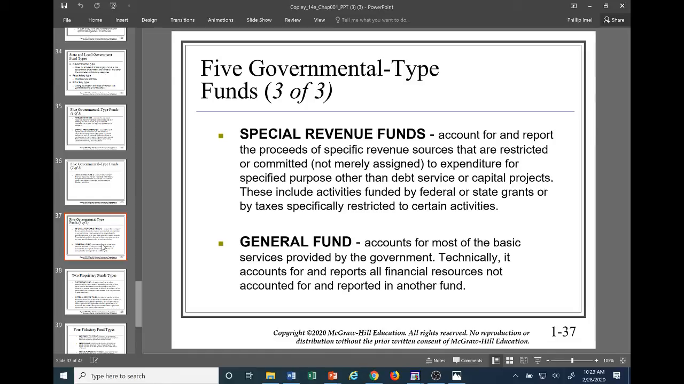And then once again, general fund, we know this is always major. We know that every government's going to have one. You can't have more than one, but it's going to be a general fund, and it's just the basic stuff, like it says, basic services provided by the government. Technically, it accounts for and reports all financial resources not accounted for and reported in another fund. So it's kind of the default fund. The general fund is their operational account, right?